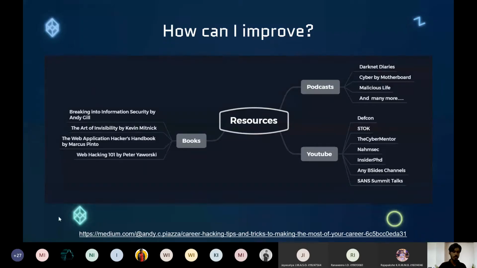The first thing I want to look into is this book, Breaking into Information Security by Andy Gill. This is a very good book. I have read it, and it opened my eyes on what I need to do in this industry. Being in the cybersecurity industry, it's not like I will be focusing only on software and network, or only on securing web applications, not like that.